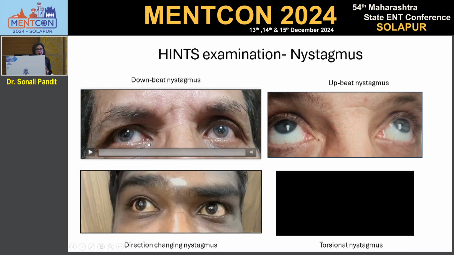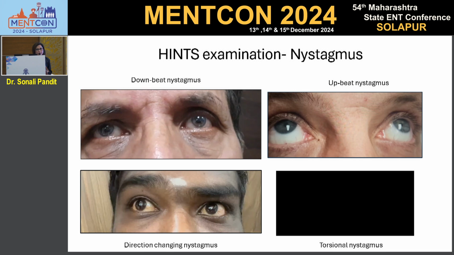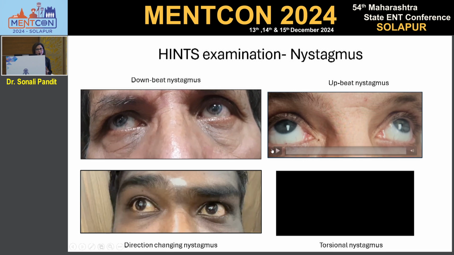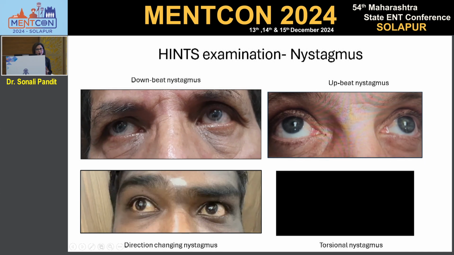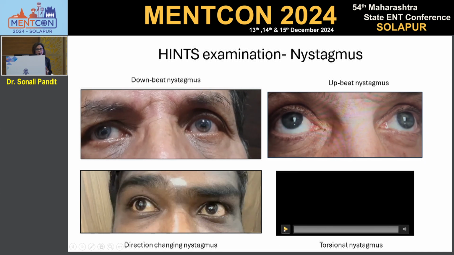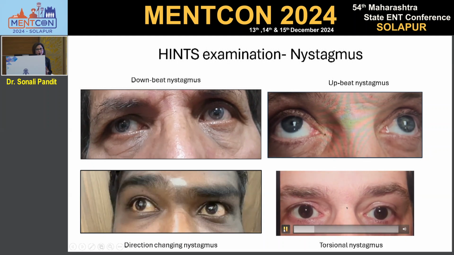Play all of them. So, pure vertical nystagmus, upbeating, downbeating nystagmus, pure torsional nystagmus. So, these first two are pure downbeating nystagmus and pure upbeat nystagmus. This is spontaneous nystagmus, not positional nystagmus. This is a pure torsional nystagmus.